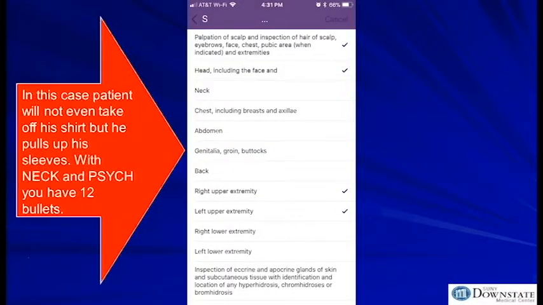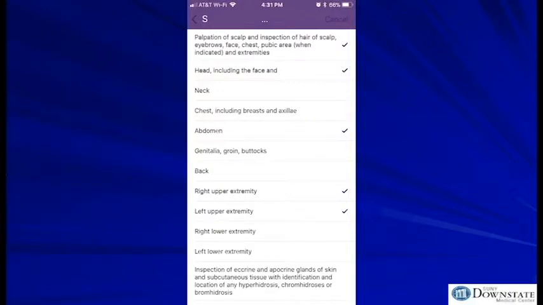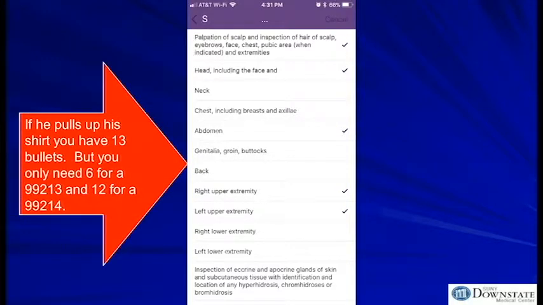Let's say in this case, the patient won't even take off his shirt, but he does pull up his sleeves. With the neck and psych and the limited exam of the skin you see here, we have the 12 bullets we need for a detailed exam. If he pulls up his shirt, you have 13 bullets, because what you add in on there is the abdomen. You actually add the back too if he lets you look at his back. But all you need is 12 for 99214 and only 6 for 99213.